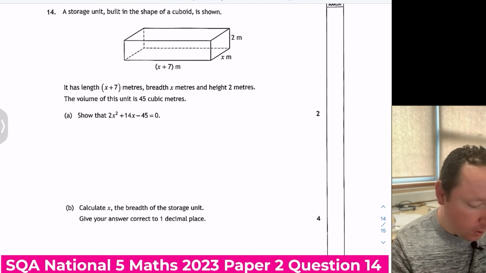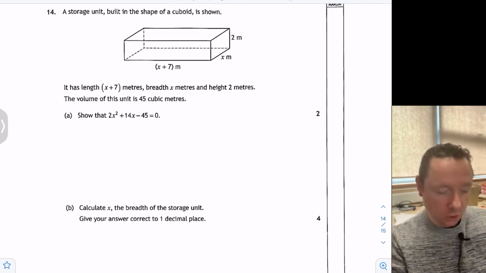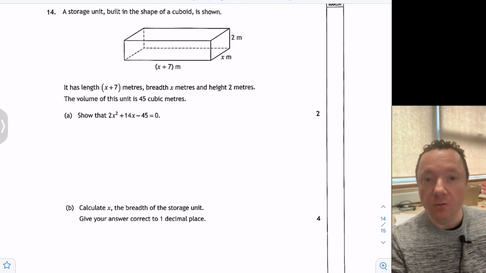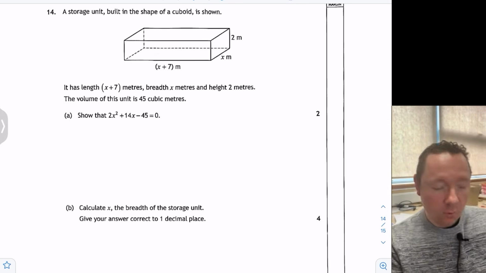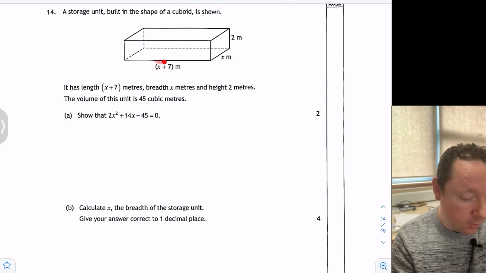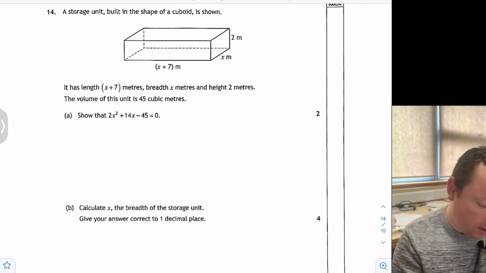A storage unit is built in the shape of a cuboid as shown. It has a length of x plus 7, a breadth of x, and a height of 2, and the volume is 45. We have to show that 2x squared plus 14x minus 45 equals 0. Relatively standard question this by now. We can write an expression for the volume and make it equal to 45. So the volume of a cuboid is length times breadth times height.